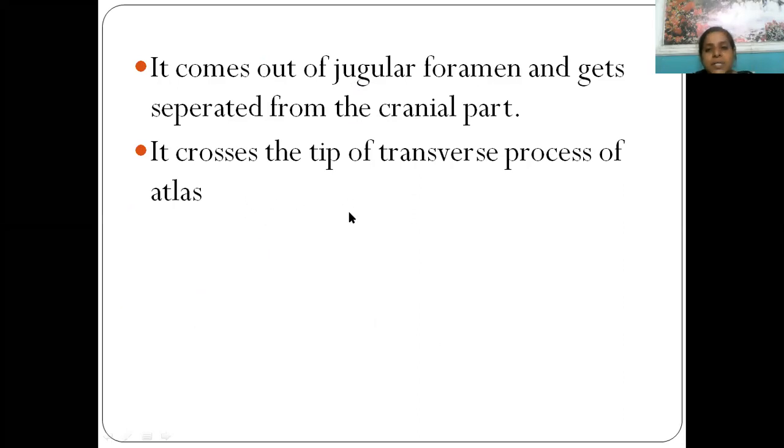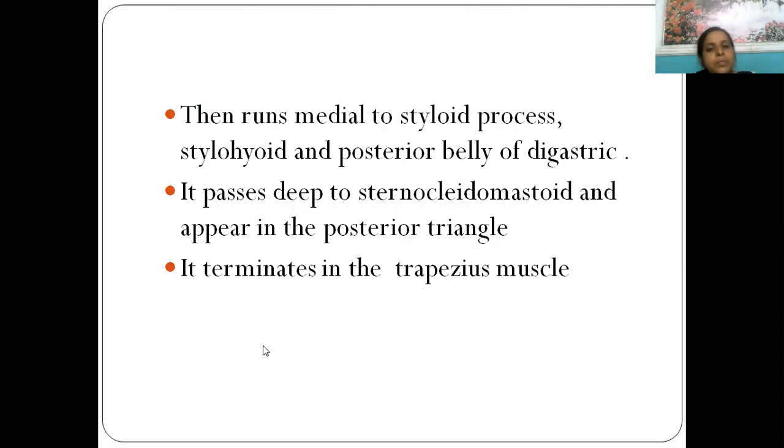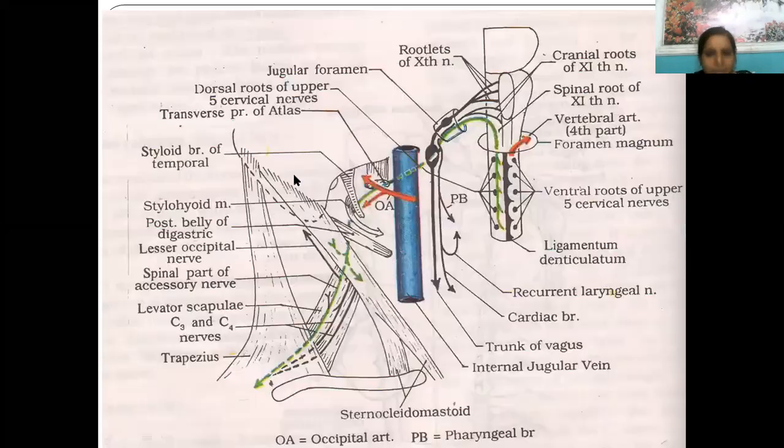Then it crosses the tip of the transverse process of atlas. Atlas is the first cervical vertebra. Crossing that, it enters into the posterior triangle. So the course in detail: it runs medial to the styloid process, stylohyoid. Everything is shown here. This is the styloid process, stylohyoid, posterior belly of digastric. It crosses all these, the spinal part.